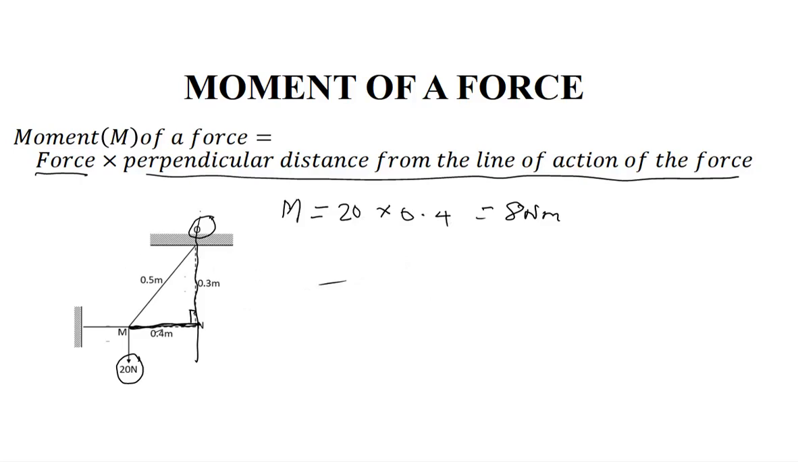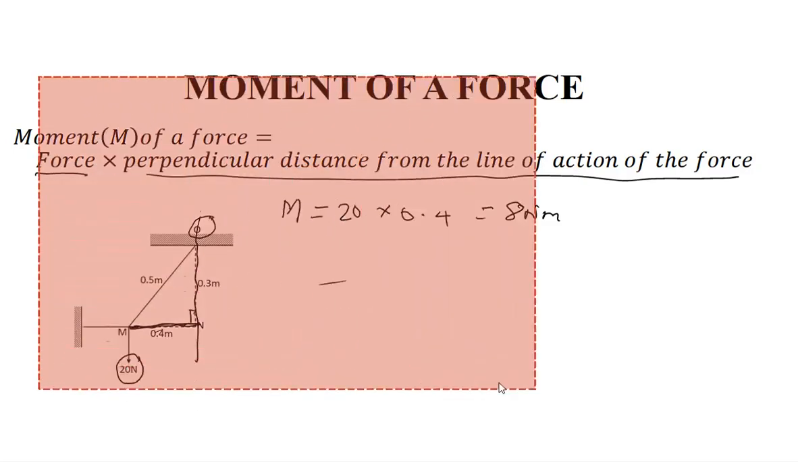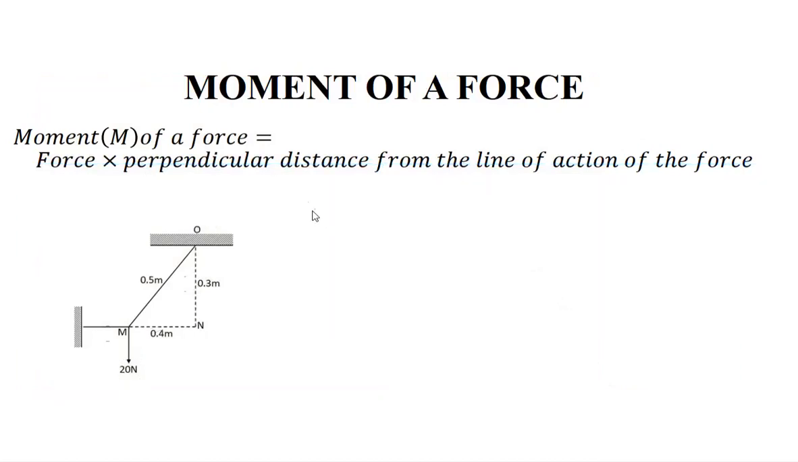Now let's again take moment at another point. This time, let's take our moment at point N. Again, the moment will be the force under consideration, which is 20, times the perpendicular distance. This distance from N to the force is perpendicular, and the distance is still 0.4, which is 8 Newton meter.